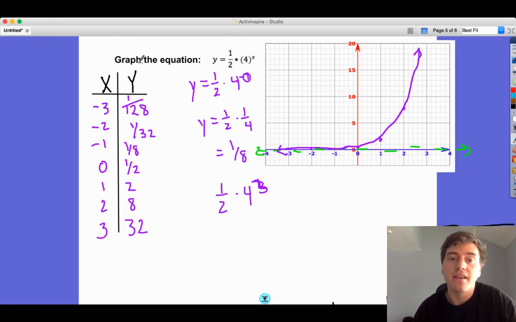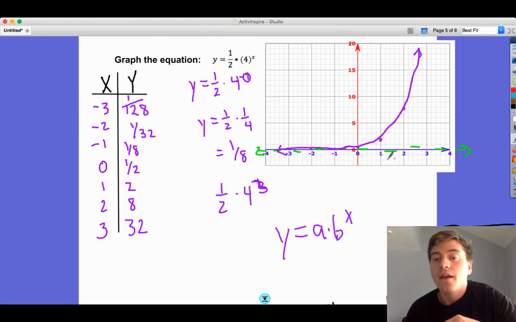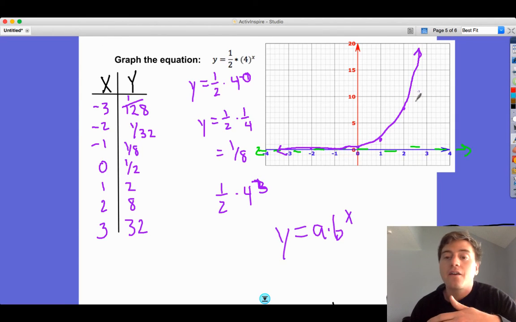We just take the equation from -3 to 3. We'll get some values out. Then we know what to plot. We know that in this case, whenever it's of the form y equals a times b to the x, we're going to have an asymptote here at y equals 0. And so we'll make a dotted line there, and then we'll graph a nice little curve there.